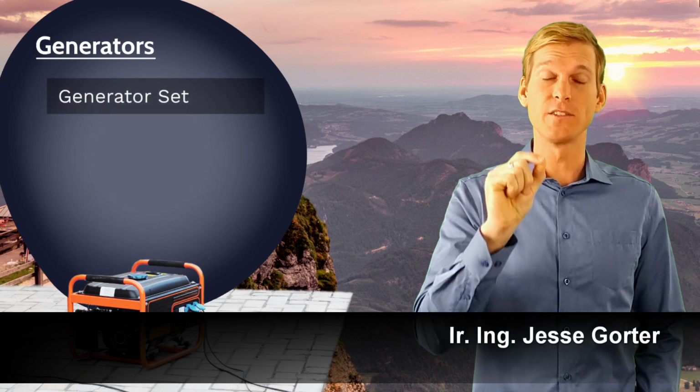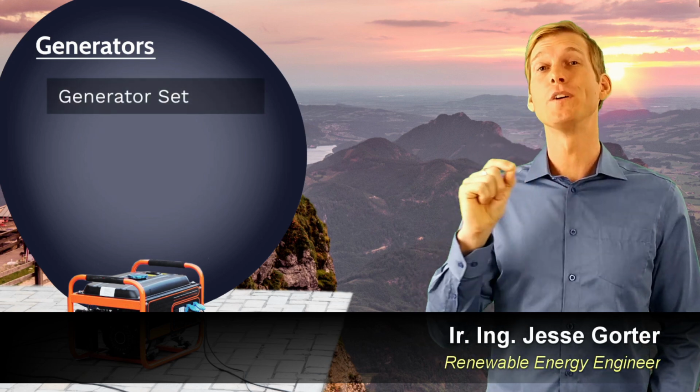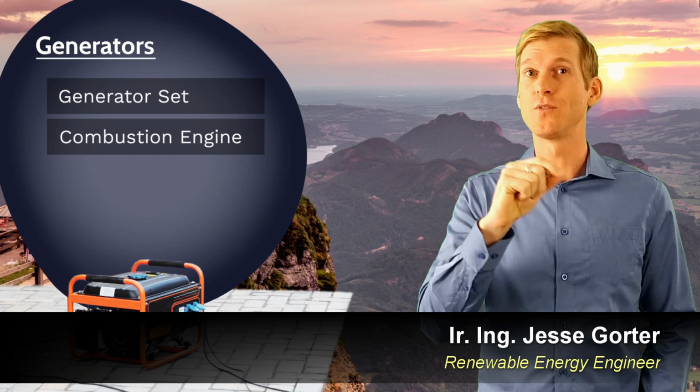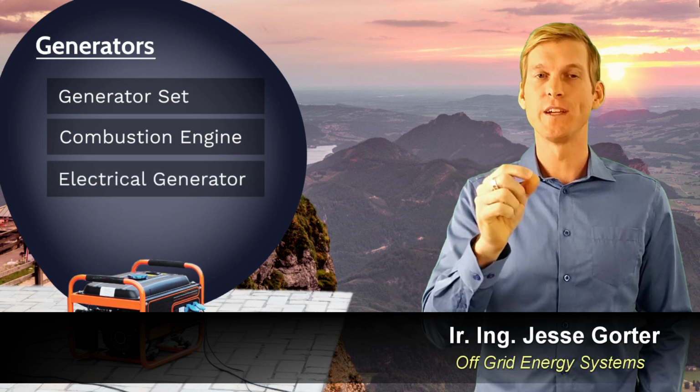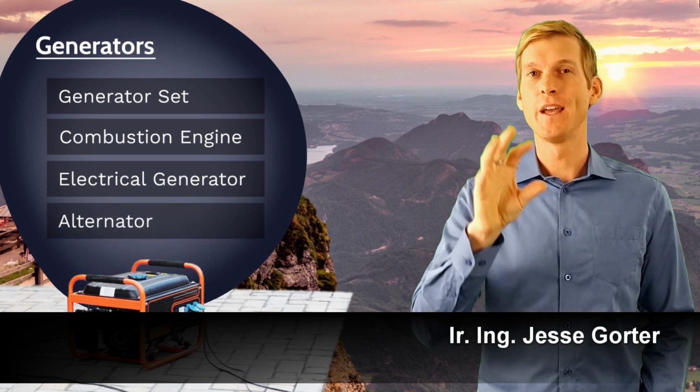So a generator set is the combination of an internal combustion engine with an electrical generator. And what we are using for the electrical generator is an alternator. So this is what we are referring to as a generator.